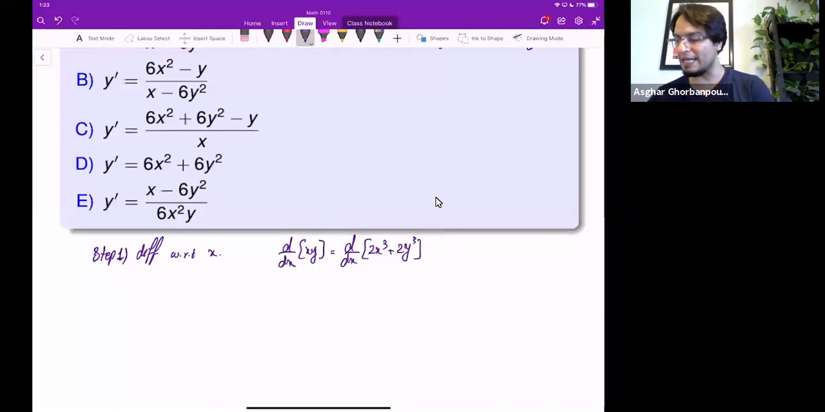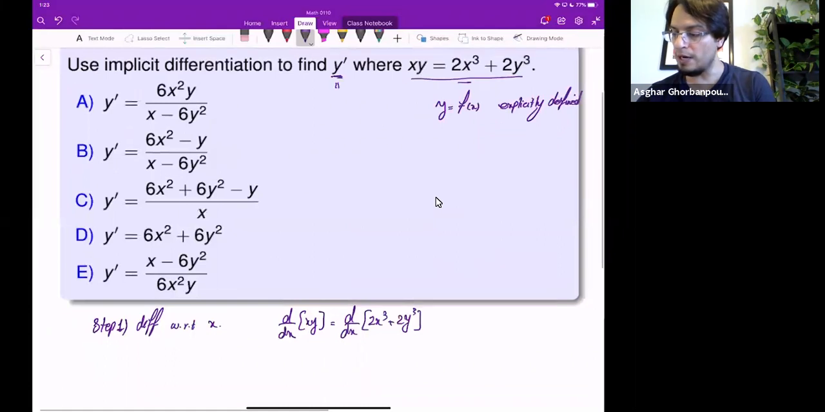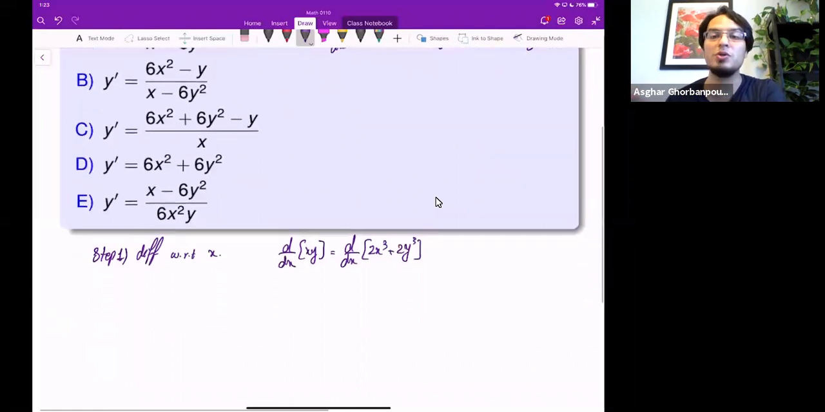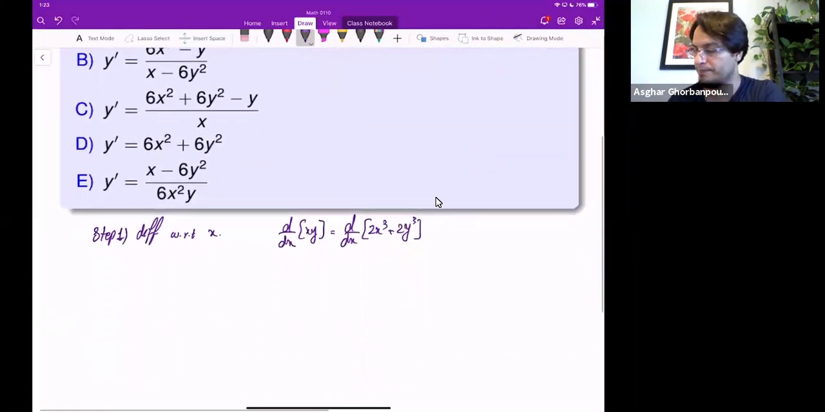Why with respect to x? Because you see, dy/dx means you differentiate with respect to x. What we are hoping to find is the derivative of y with respect to x. That's why we start with differentiating both sides of the equation with respect to x. Then, go ahead, product rule. Derivative of x times y plus y.